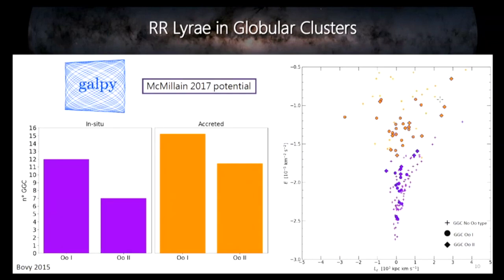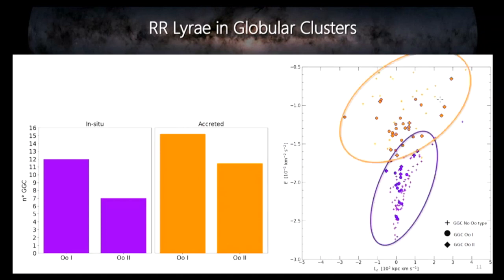On the right side, we can see the plot of energy and the projection of angular momentum. I divided the markers into circles for Oosterhoff type 1 and diamonds for Oosterhoff type 2. We can note that on the left side, these two types of Oosterhoff are in our histogram, and we cannot see a clear correlation between Oosterhoff type and this classification.